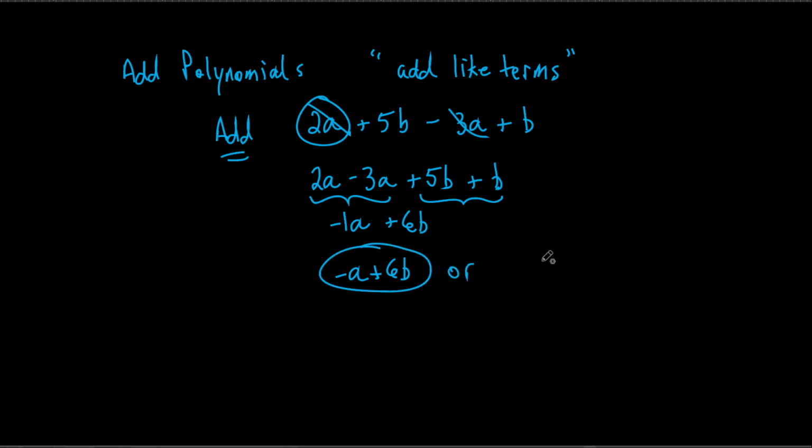If you wanted to, I don't know why you'd want to, you could change the order. You could call it 6b minus a. Either one of these would be acceptable, and it's perfectly fine. Everybody with me on that? All right, that was real baby stuff. Let's do one that's a little bit tougher.